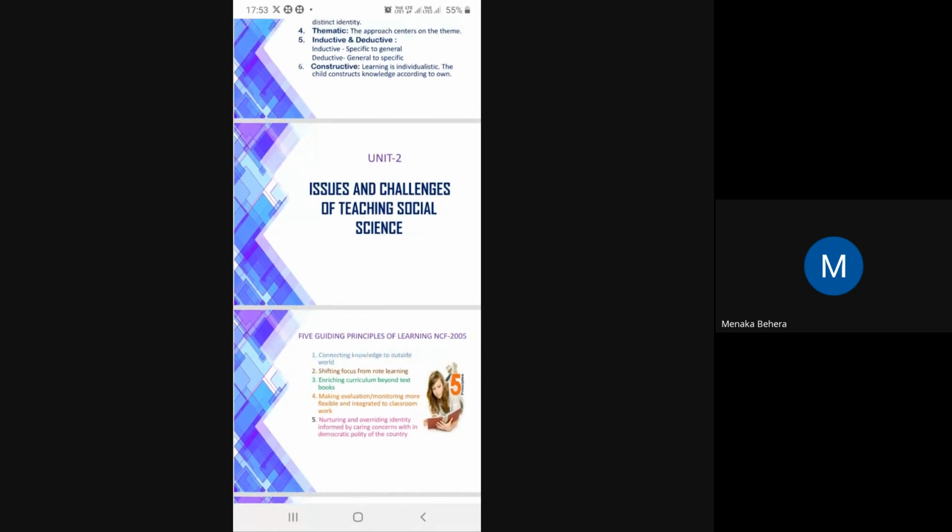As we know there are the 5 guiding principles. Have you any idea regarding the National Curriculum Framework 2005? Yes, ma'am. Yes, we know about this.